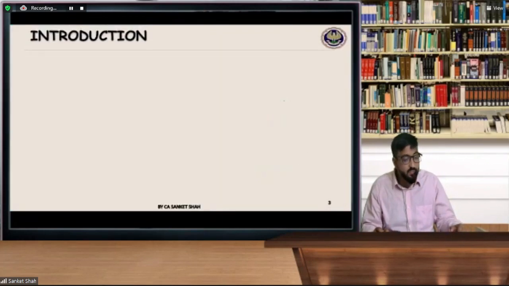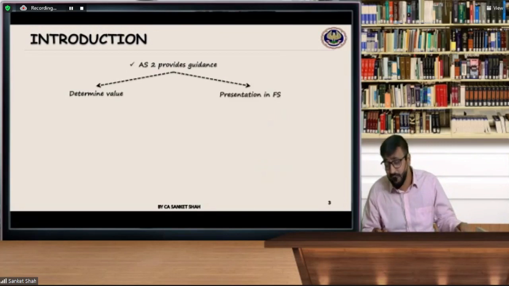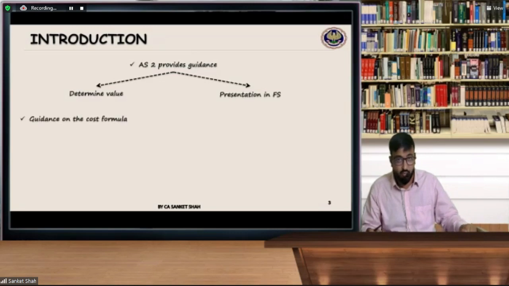So introduction part. S2 provides us guidance about how to calculate the value. And second one, how to present it in the financial statements. In financial statements, I already told you, we show it under balance sheet, closing inventory, and we calculate changes in inventory, that changes in inventory in the P&L account. Sir, what is the cost formula? Cost formula is nothing but FIFO, LIFO, weighted average. But that cost formula, we are here in S2, we have only two methods, that is FIFO and weighted average.